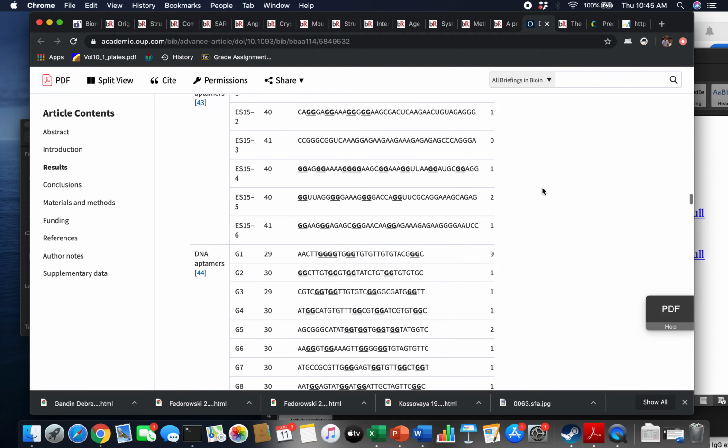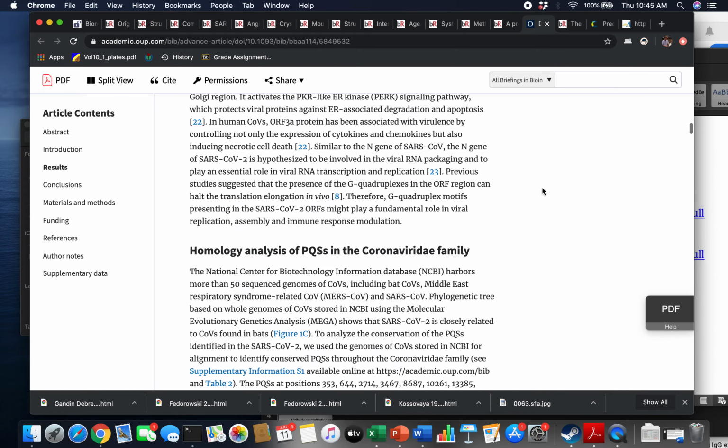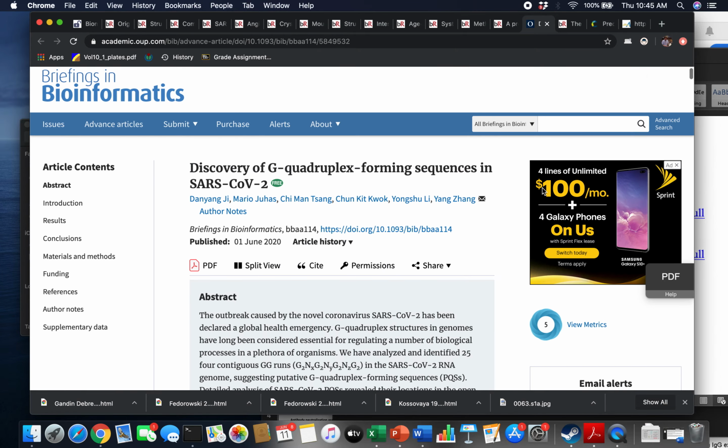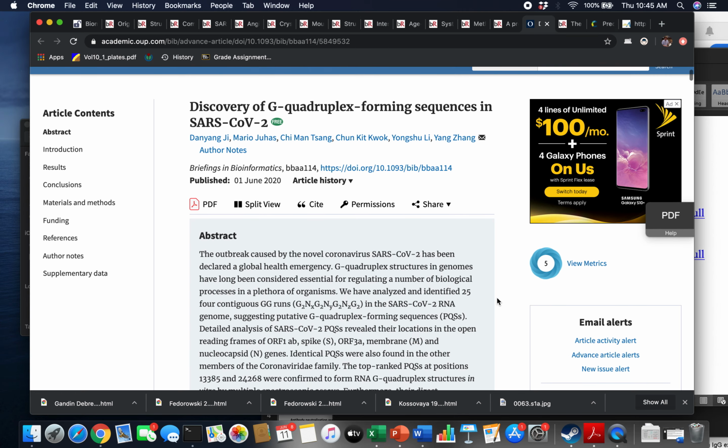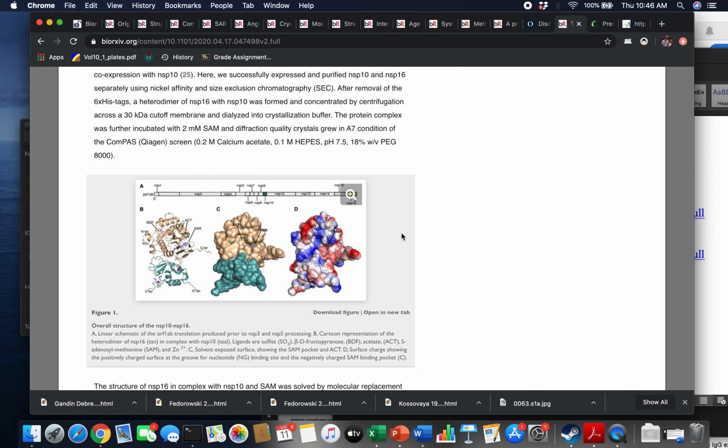So this is a theoretical paper. They do identify these things. They do prove that some of these structures fold up into G quadruplexes. It's a hot, spicy hot area right now, and so this is what all the cool kids are talking about. So yeah, now we can all talk about it too.